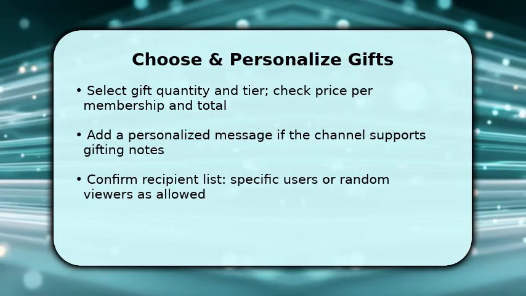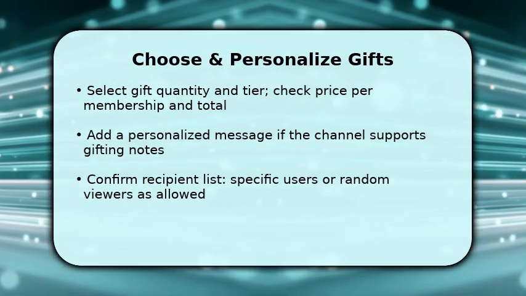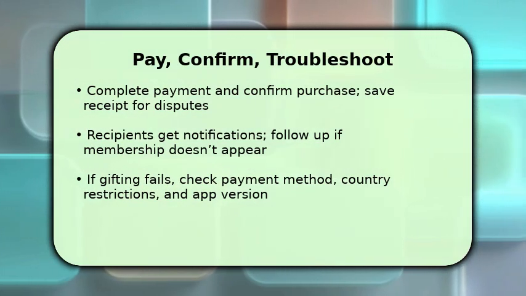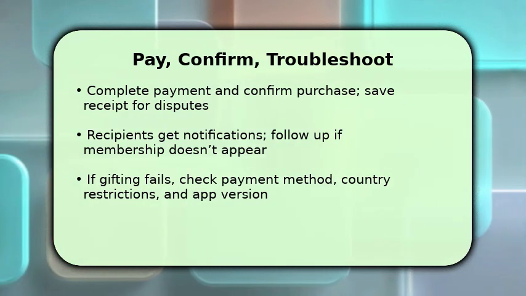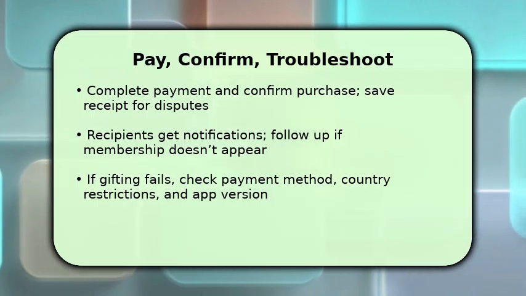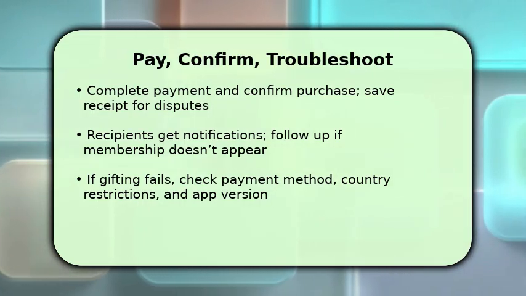Complete the payment flow and confirm the purchase. You'll receive a confirmation receipt, so save it in case of issues. Recipients should get notifications and members' perks should activate automatically. If they don't, ask them to refresh the app and check their account status.